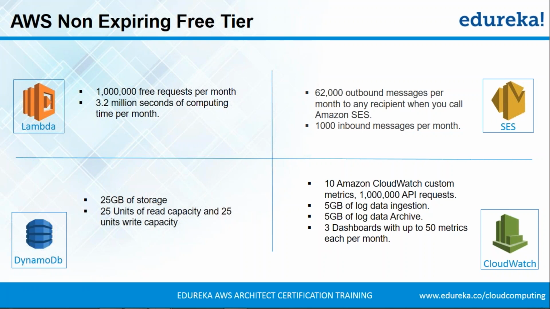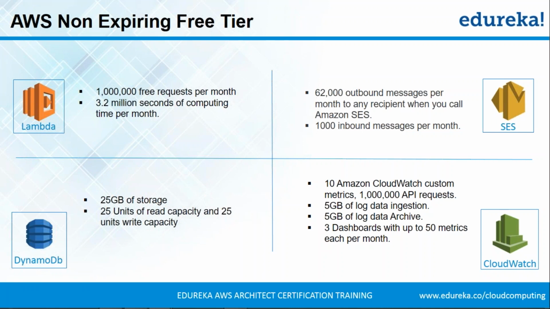All right. Let's move on to our next service, which is CloudWatch. CloudWatch is basically a cloud monitoring tool, like I told you guys. With CloudWatch, you get 10 Amazon CloudWatch custom metrics and 1 million API requests for free. So it's a non-expiring free tier. These things are free for the whole lifetime.